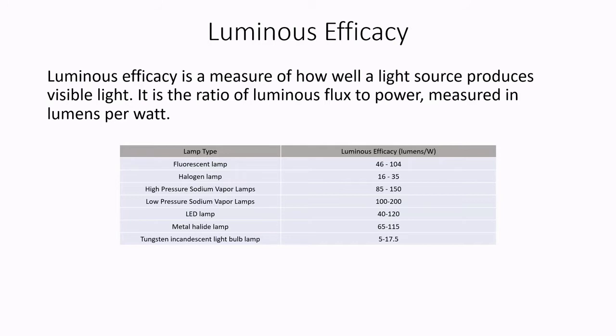And the highest value you see here is the low pressure sodium vapor lamps, which has 200 lumens per watt, which is a very good luminous efficacy. But the only drawback is these lamps come in only one color, the amber color. That is not very suitable for most applications. That's why those lamps are only used for street lighting.